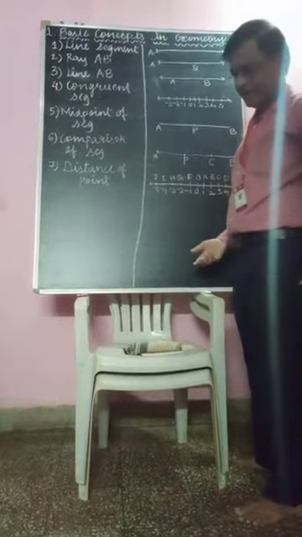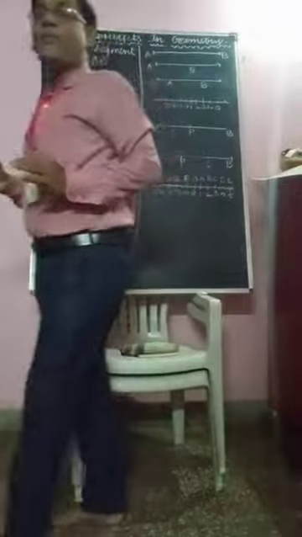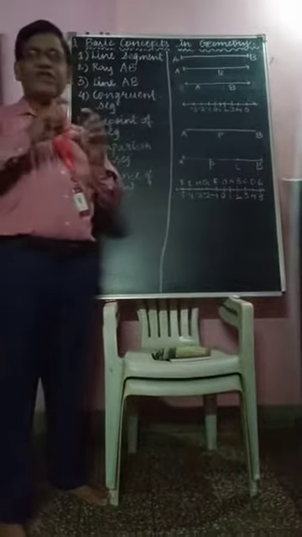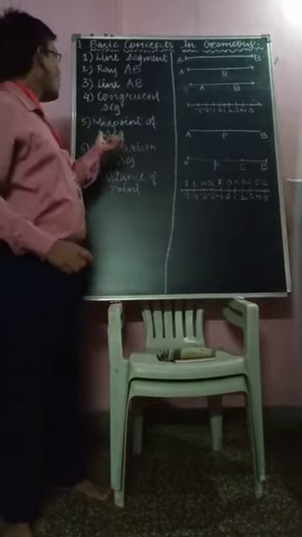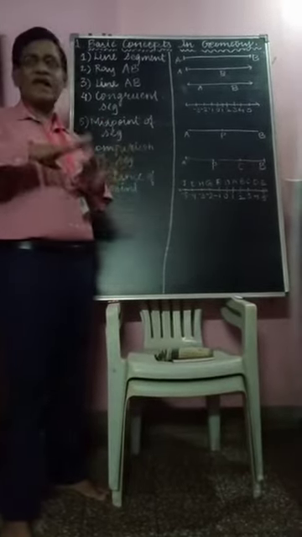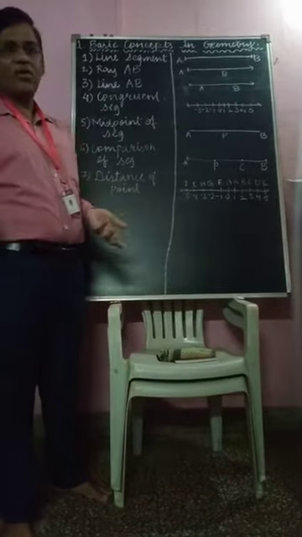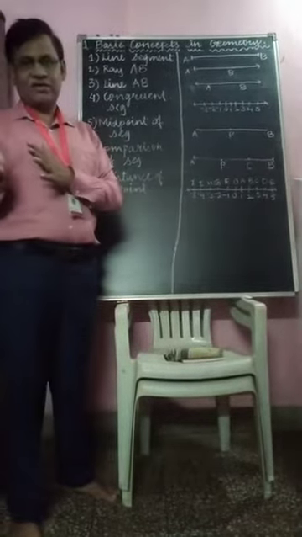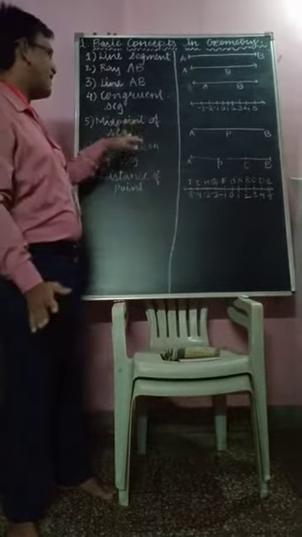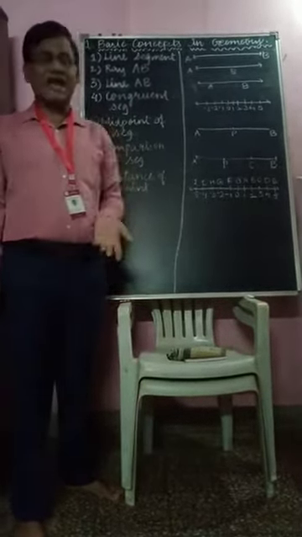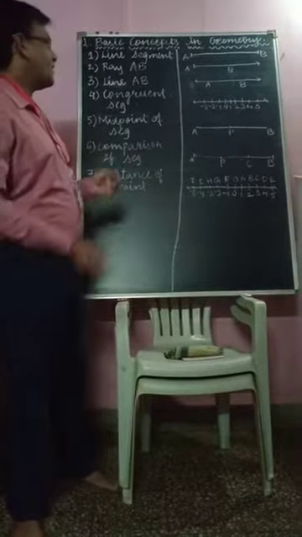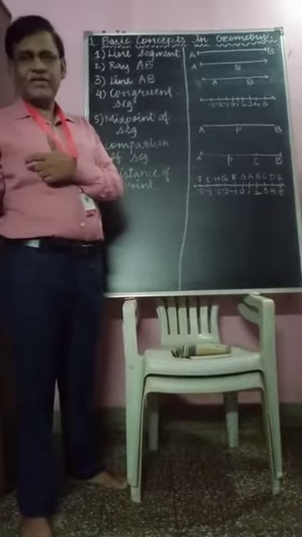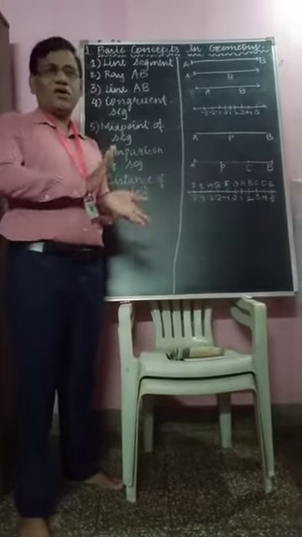Now what is congruent? Means if the length of both the line segments is equal, the same, then these two line segments are said to be congruent line segments. And if the lengths are not equal, then they are not congruent to each other. The line segments having the same length, equal length, are said to be congruent line segments. Okay. Means if AB is congruent to PQ, then you can say that PQ is also congruent to AB.